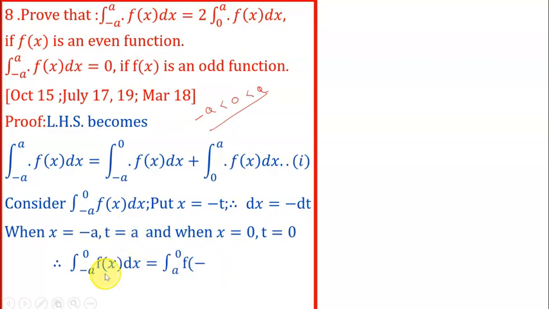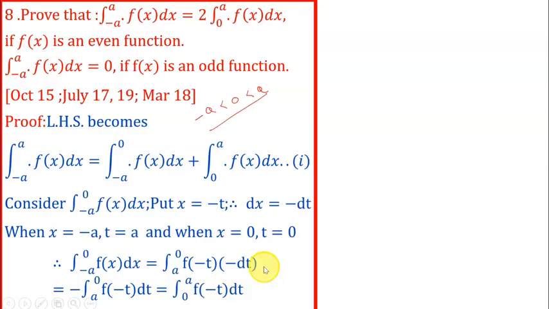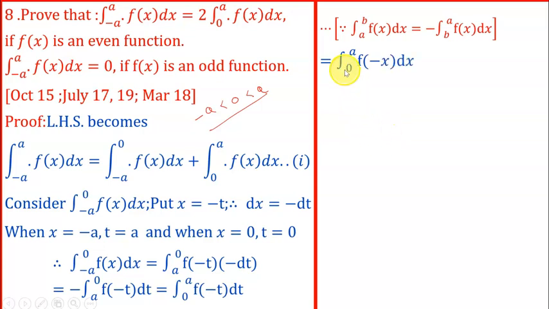Therefore, our integral becomes the integral from minus a to 0 of f(x) dx, equal to the integral from a to 0, x is replaced by minus t and here minus dt. Take minus outside from this integral sign. Therefore, minus the integral from a to 0 of f(minus t) dt. Now observe this negative sign: by changing the limits of integration, 0 will be the lower limit and a will be the upper limit with the help of the property. Therefore, we have this equal to the integral from 0 to a of f(minus x) dx.